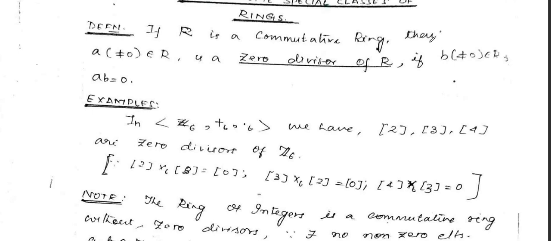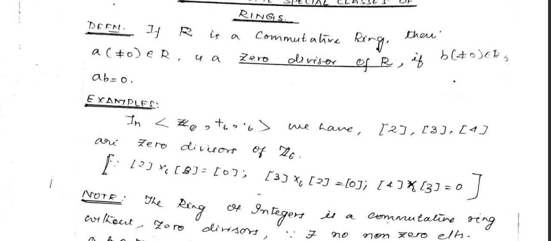If R is a commutative ring, then a non-zero element a in R is a zero divisor of R if there is a non-zero element b in R such that ab is 0. We don't have both a and b to be 0, but the product gives us 0.